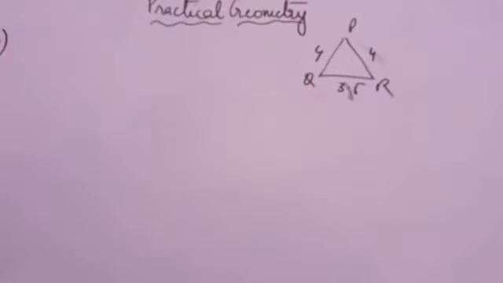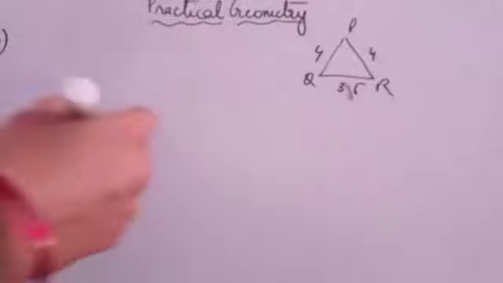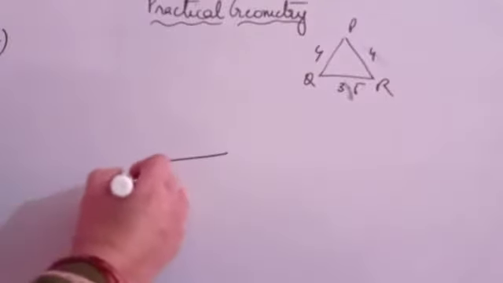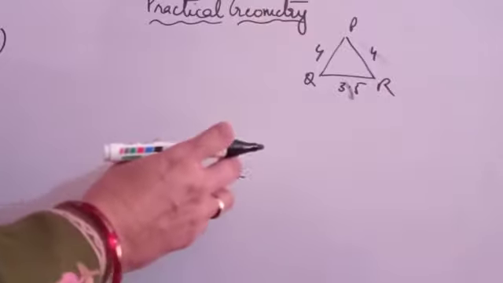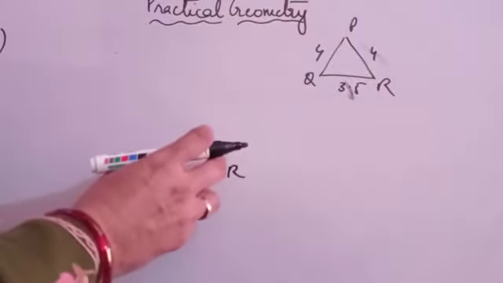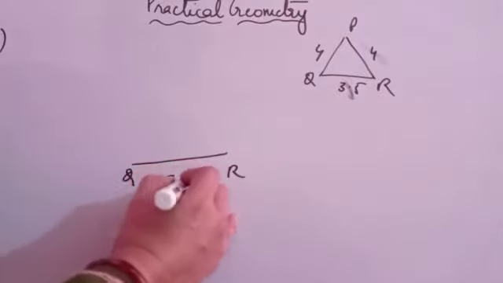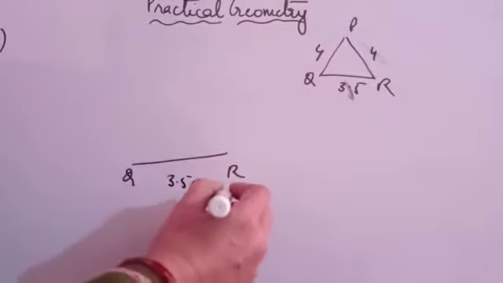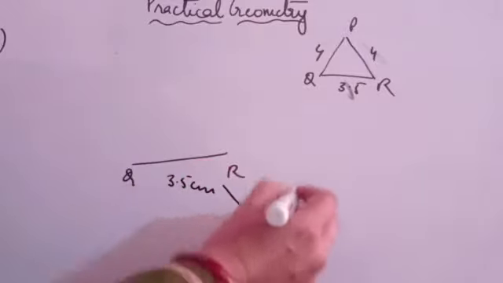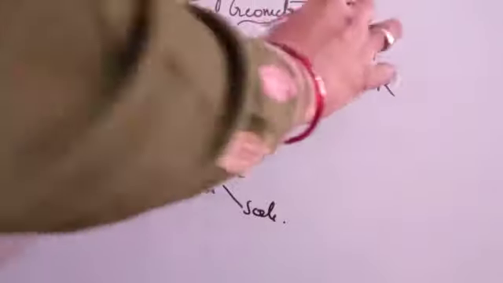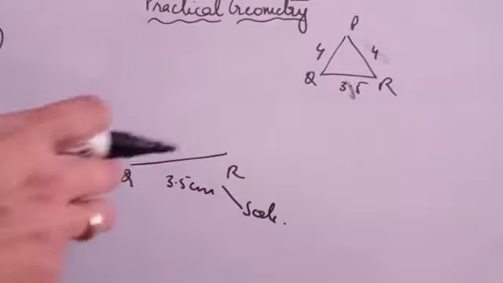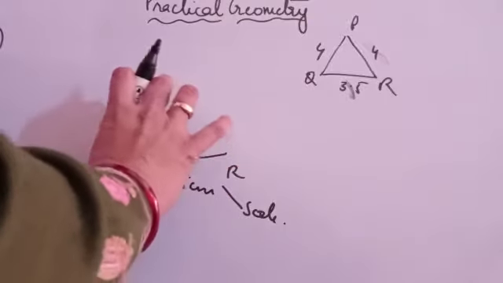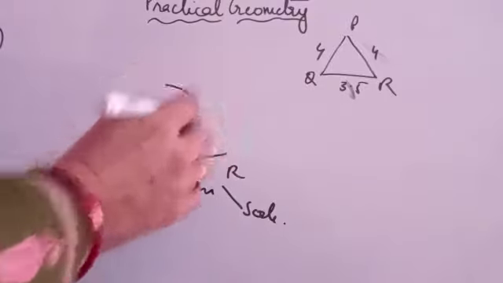So what you are going to do here is, the first thing is we draw the base. So draw QR. Once the rough figure is in front of you, you know all the measurements also. So draw QR 3.5 centimeter with the help of scale. Okay. And then take 4 centimeter in the compass. Measure 4 centimeter in the compass. Keep the needle over here and draw an arc like this.